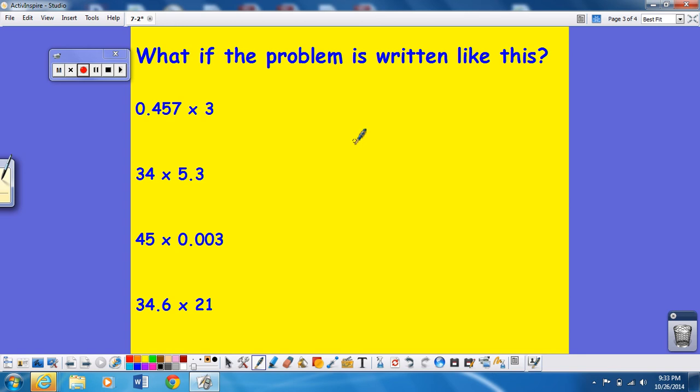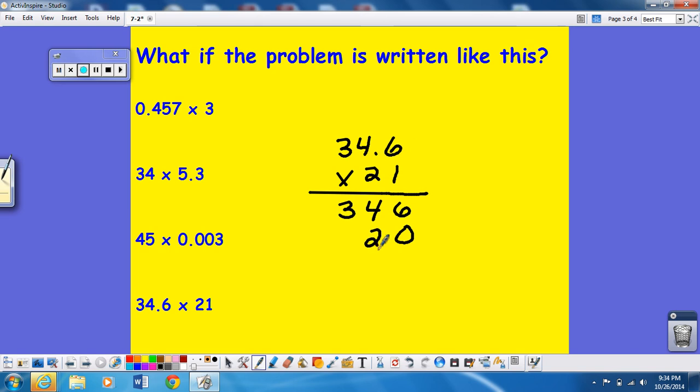And the last one, I'm going to put my 34.6 on the top because it has the most digits, times 21. I'm going to disregard my decimal until I have my answer. 1 times 6 is 6, 1 times 4 is 4, 1 times 3 is 3. Bring down your placeholder because now we're in the tens column. 2 times 6 is 12. Down 2, carry 1. 2 times 4 is 8 plus 1 is 9. 2 times 3 is 6.